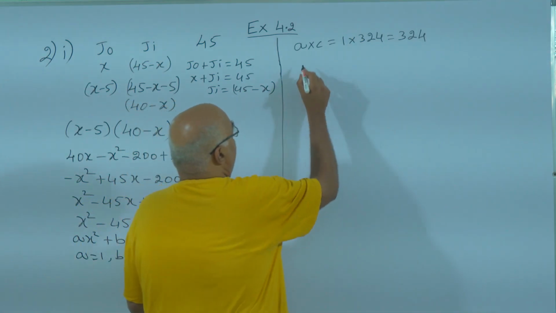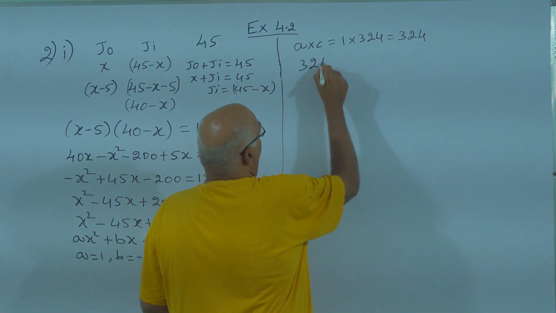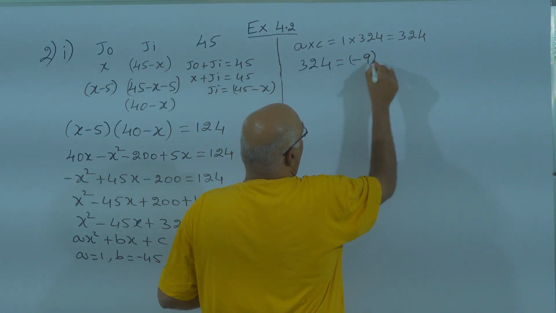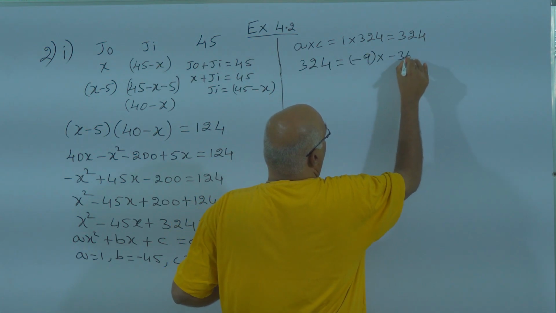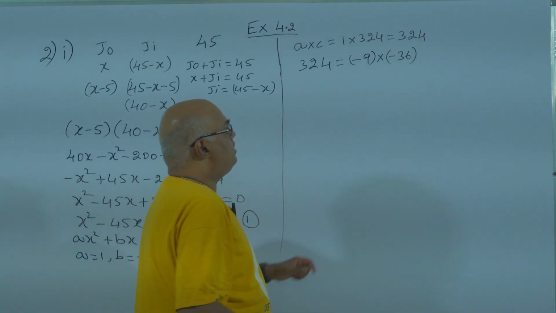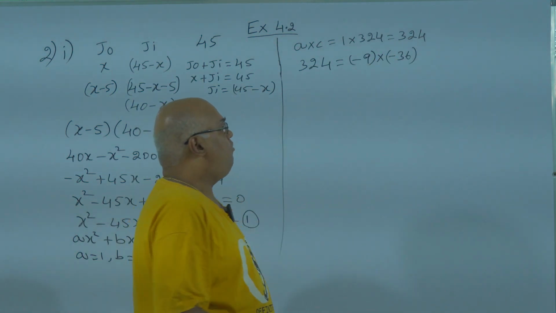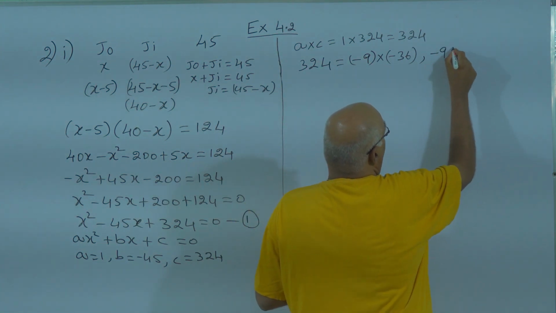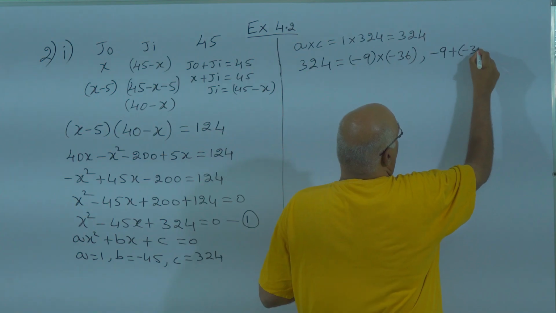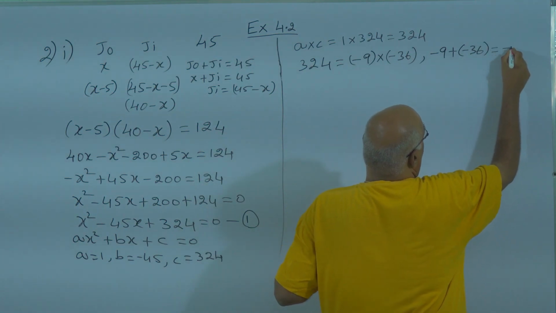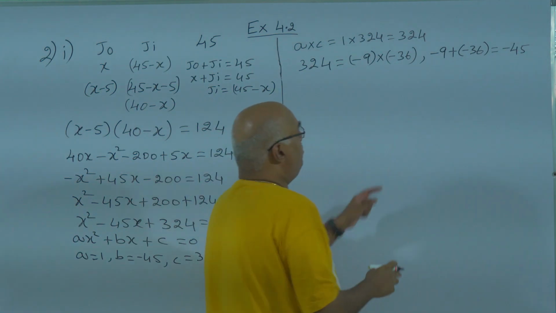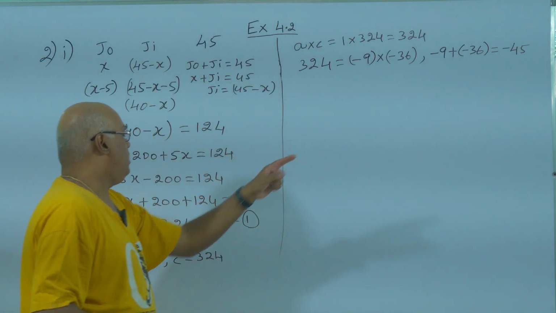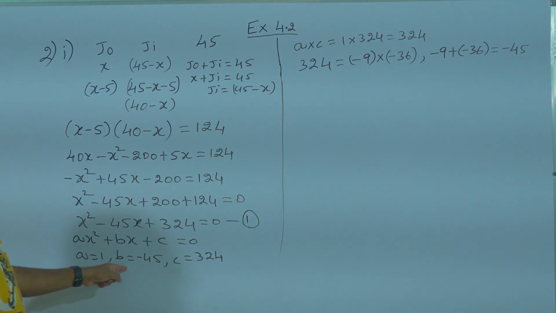So what I'll do is I'll write this 324 as is equal to minus 9 into minus 36. So minus 9 into minus 36 is nothing but 324. And if I add up minus 9 and minus 36, so minus 9 plus of minus 36, this is equal to minus 45. When I am adding minus 9 with minus 36, I am getting minus 45. Minus 45 is nothing but the value of b.